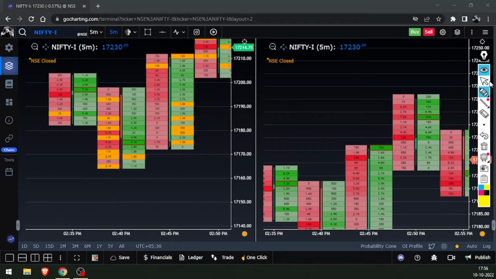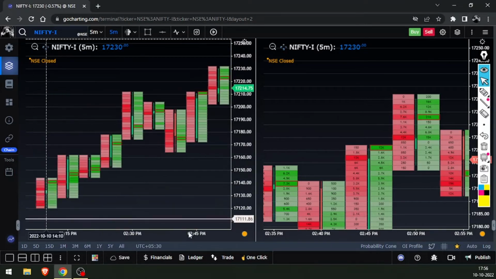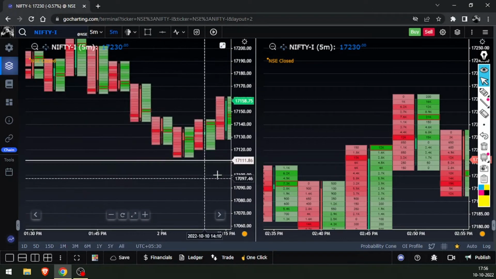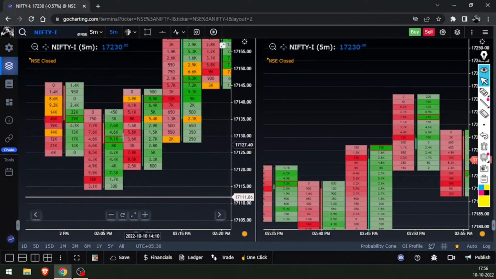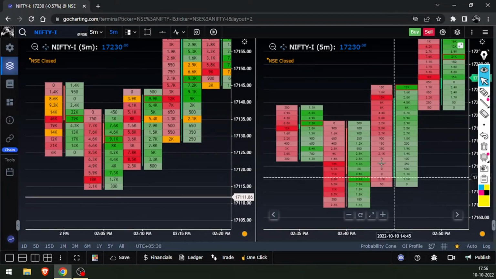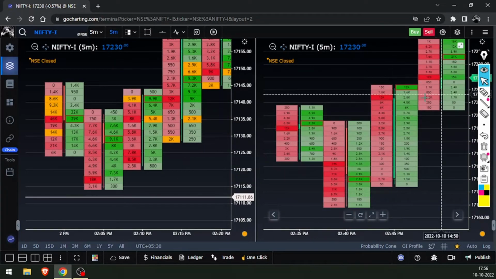This type of supply or demand, the big players, or where the institutions have traded, and where exactly the institutional players have punched their orders, all this data you will get in this chart, but in the footprint chart or cluster chart you will get only the volumes.